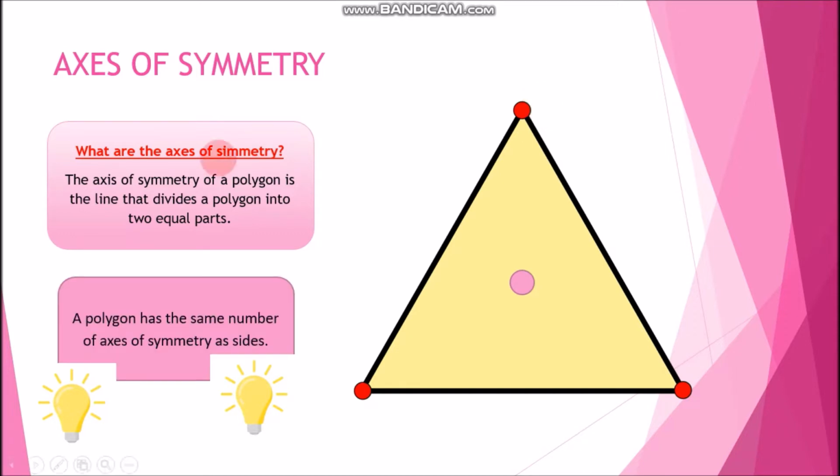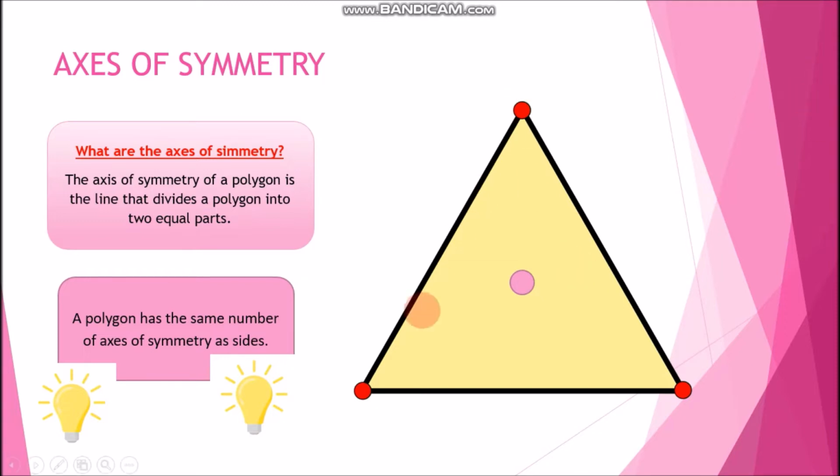And remember, a polygon has the same number of axes of symmetry as sides. Un polígono tiene el mismo número de ejes de simetría como el mismo número de lados. Entonces, por ejemplo, si tengo un polígono de 4 lados, tendré 4 ejes de simetría. Si tengo un polígono de 6 lados, tendré 6 ejes de simetría. Si tengo un polígono de 8 lados, tendré 8 ejes de simetría.